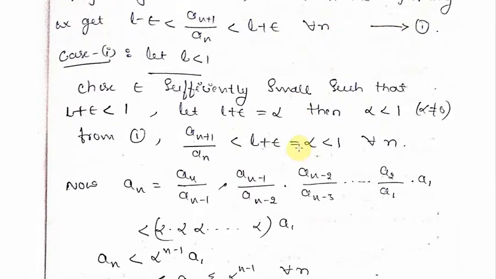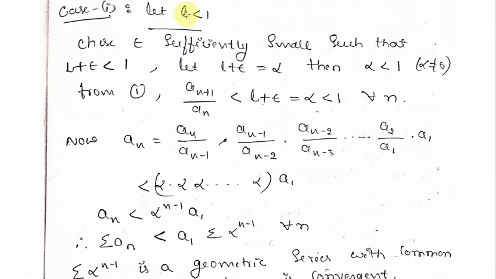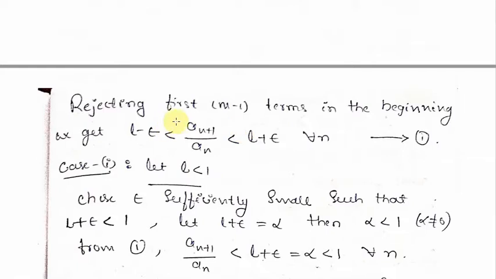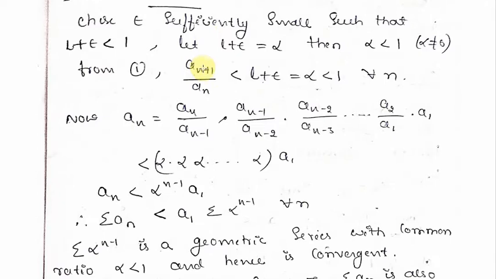Now we shall see the three different cases. Case 1, when L is less than 1. Choose epsilon sufficiently small such that L plus epsilon is still less than 1. Let L plus epsilon be equal to alpha. Then clearly alpha is less than 1 and alpha is not equal to 0. Now from 1, considering the right portion of 1, an+1 divided by an is less than L plus epsilon, which is equal to alpha, which is less than 1 for all the values of n.